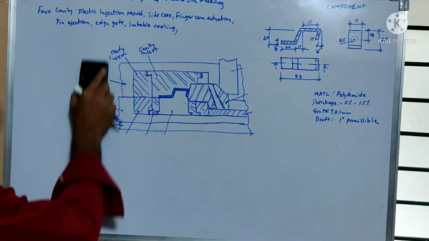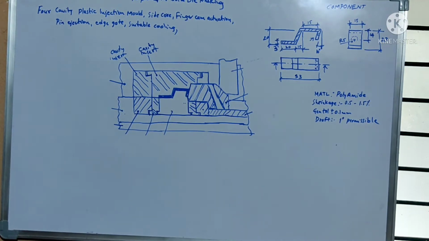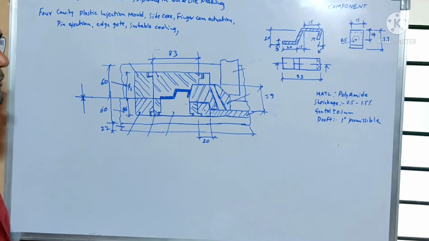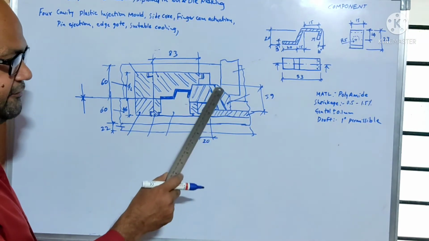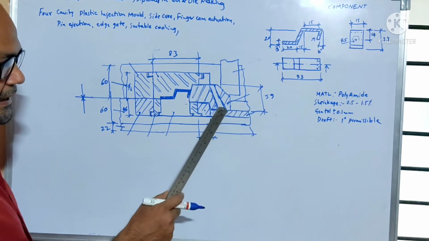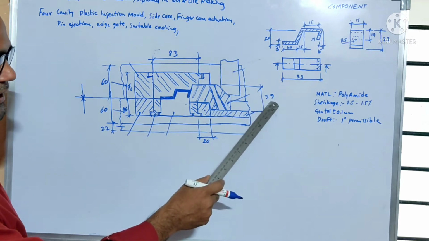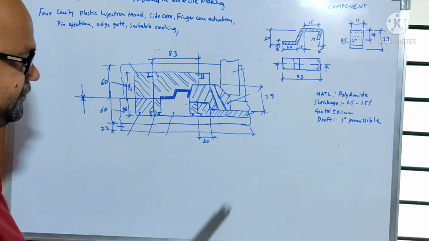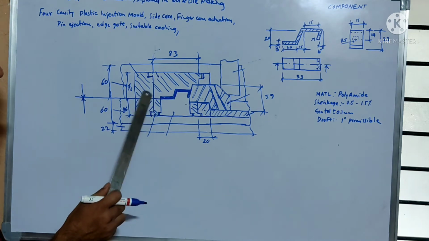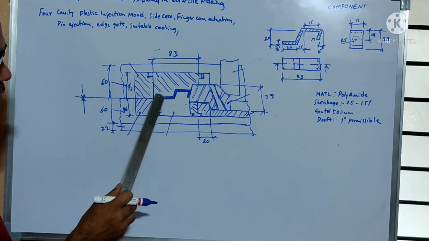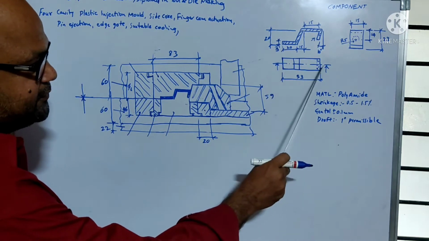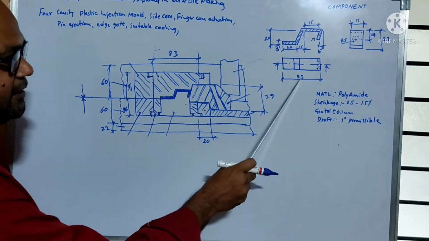Here, for your reference, I am giving the length of the side core, which is 59 mm. Length, this one is 59 mm. Sorry, this one is 59 mm. And you are seeing the component length, from this point to this point. Already you know the length of the component is 53 mm.